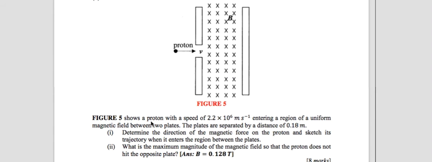Next question, figure 5 shows a proton with speed 2.2 × 10^6 meters per second entering a region of uniform magnetic field B. So you have a magnetic field B here, and the plates are separated, so the distance here is 0.18 meter.